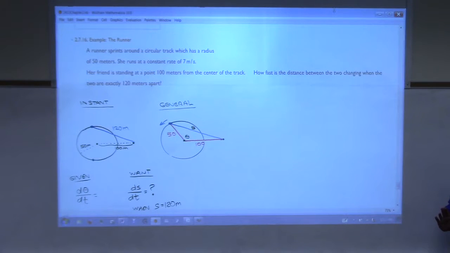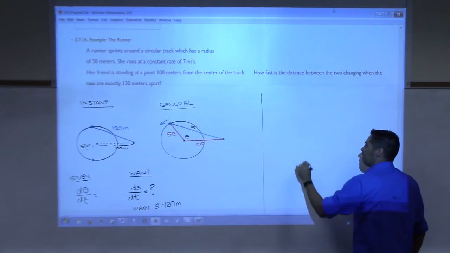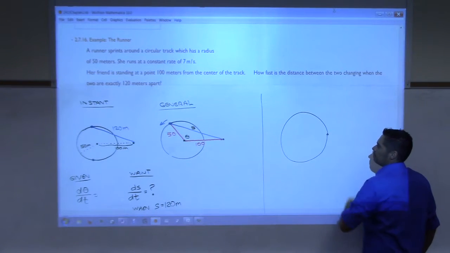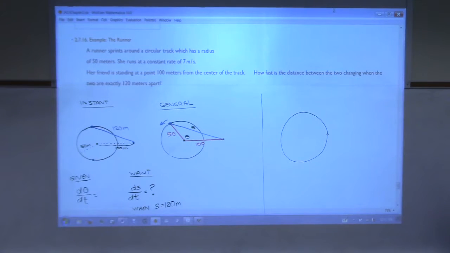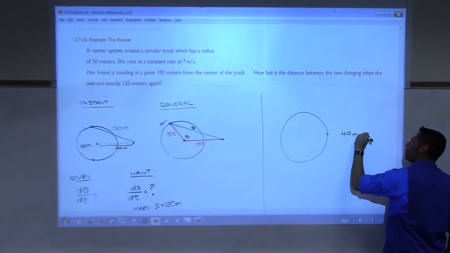So let me ask you something here. We're going to step away from this for a second. Let's say I have a track, all right? A round track, that's supposed to be a circle. And let's say that this track, hypothetically, is 49 meters long, right? This is a 49 meter track.